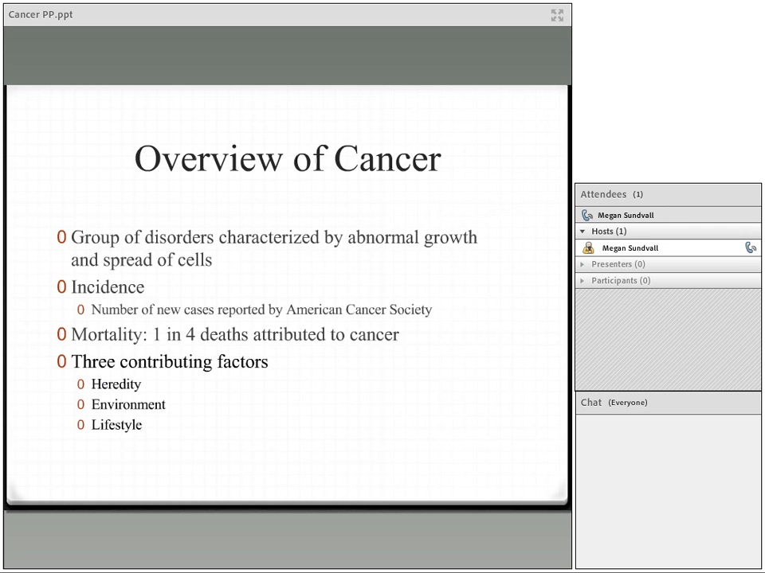So an overview here, we're looking at a group of disorders that are characterized by abnormal growth and spread of cells. We see an incidence number of new cases reported by the American Cancer Society every year, and the numbers continue to grow. We do see changes in the different types of cancer, but we do continue to see an increase in the number of cases being reported each year. For mortality, there's 1 in 4 deaths attributed to cancer, and 3 contributing factors: hereditary, environment, lifestyle, and I think we should also add in there advancing age.